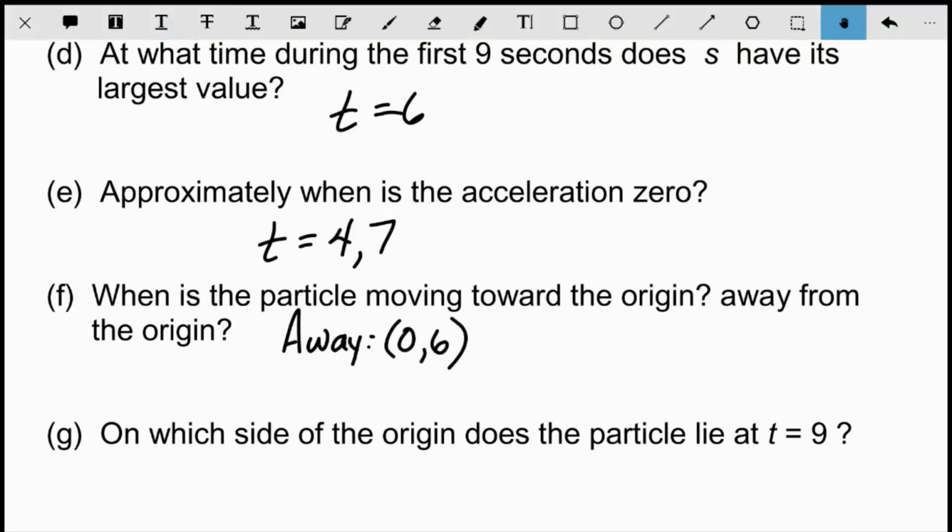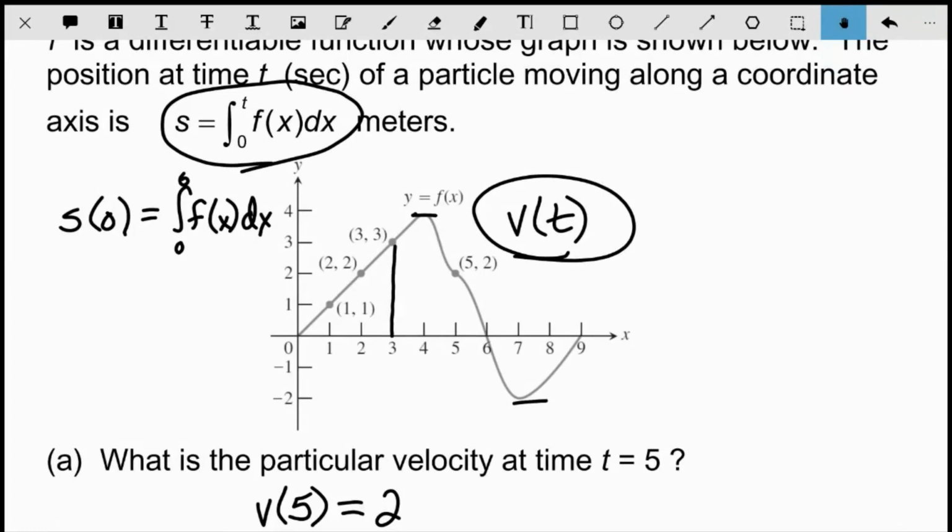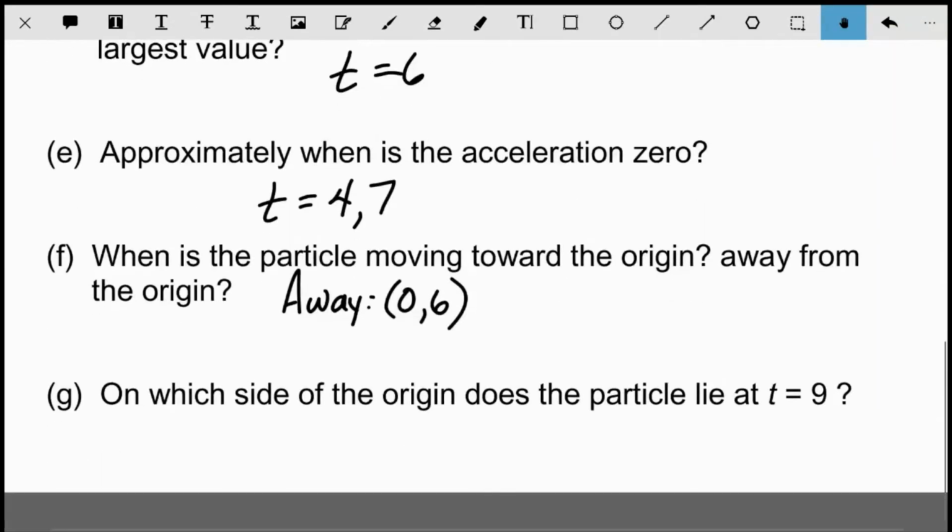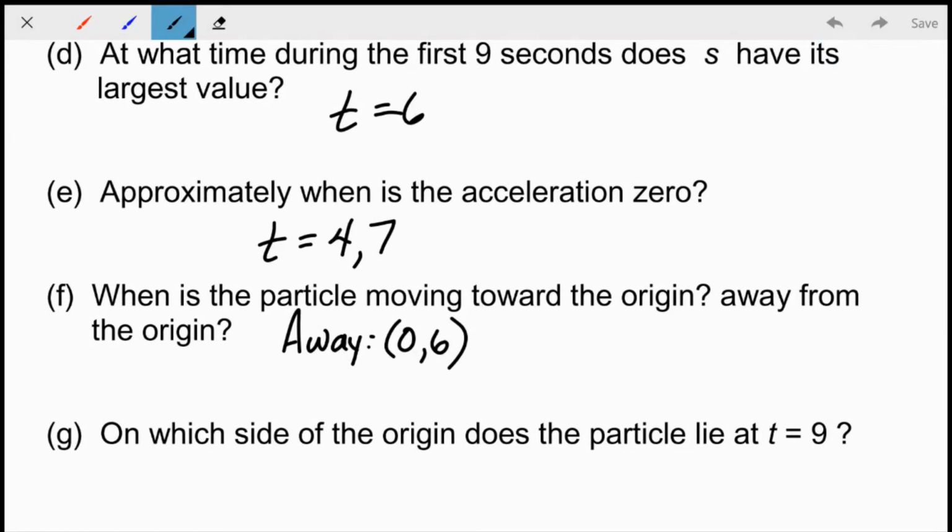And then you can see once we get to time 6, the velocity switches signs. So now we're moving in the opposite direction. So we have to be going back toward the origin on that last time interval. So that would be on the time interval from 6 to 9.